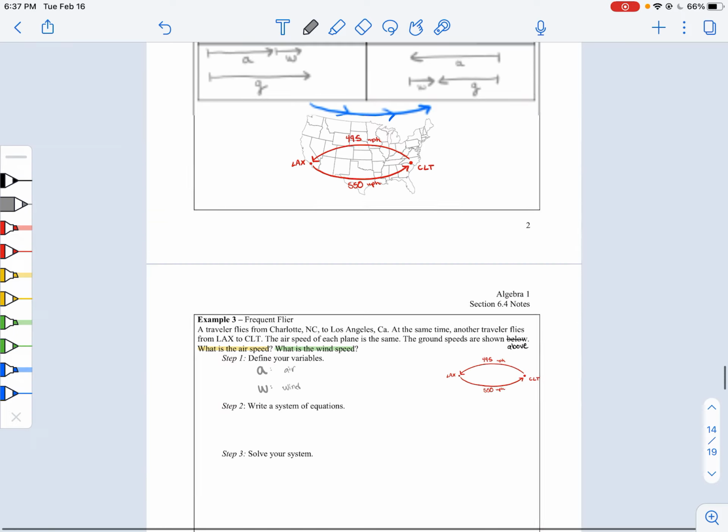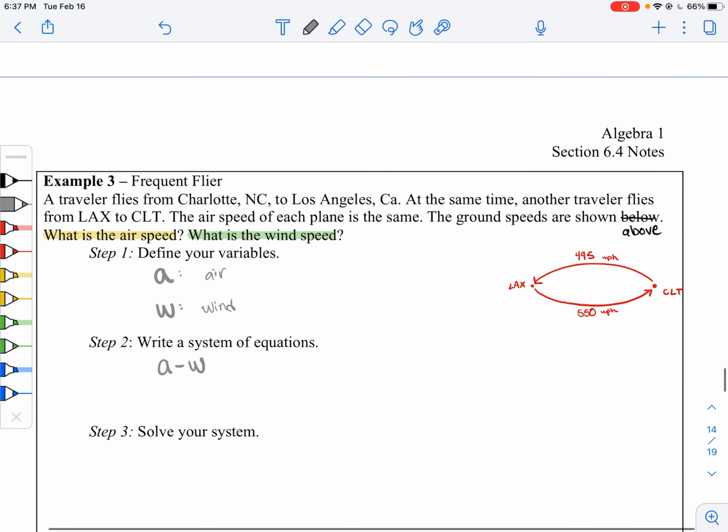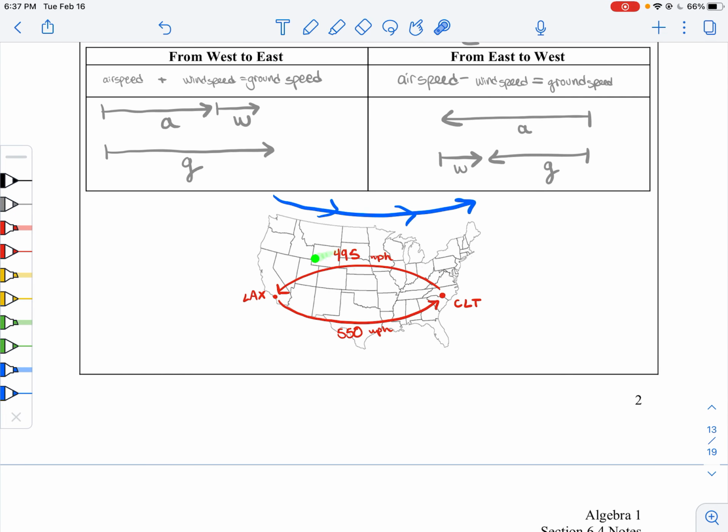Okay, so we also know from above, I'll just zoom in, that our airspeed minus our wind speed is going to be our speed from Charlotte to LA, which was 495. And then our airspeed plus our wind speed is going to be our trip from LA to Charlotte, which is 550 miles an hour. That should make sense, right? If we're going against the wind, we're going slower. We're taking the wind away. But if it's pushing us, they're working together.